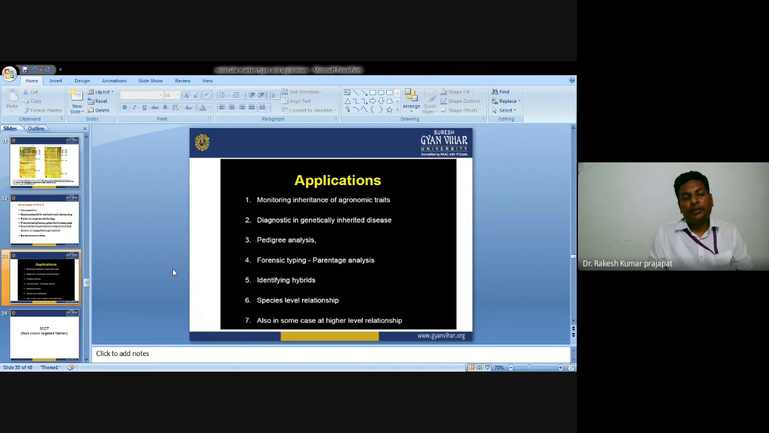Now applications: monitoring inheritance of agronomic traits, diagnosis of genetically inherited diseases, pedigree analysis, forensic typing, identification of different hybrids, species level relationships, and in some cases also higher level relationships.